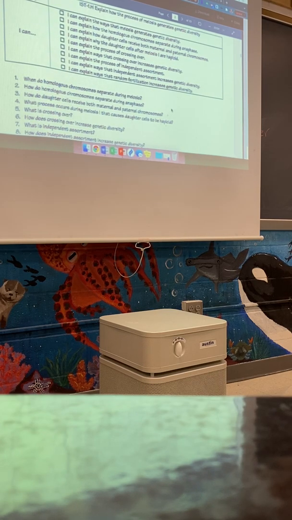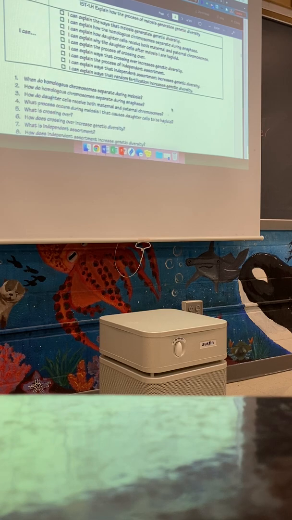So for humans, what is that? 2 to the 23rd. Okay, that tells you how many possible ways independent assortment can line them up. Good?